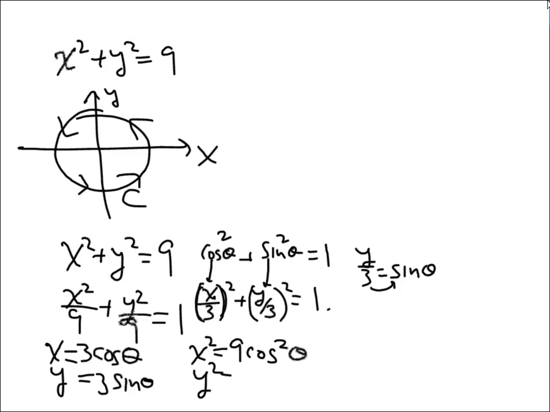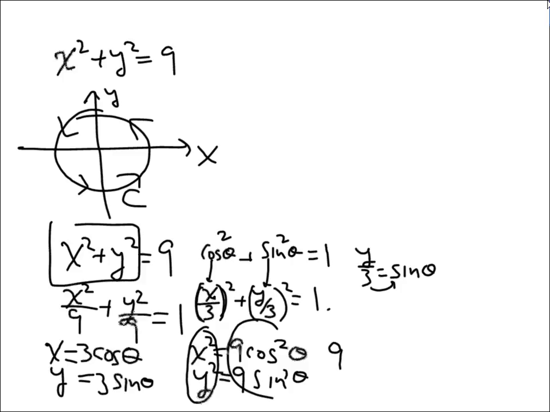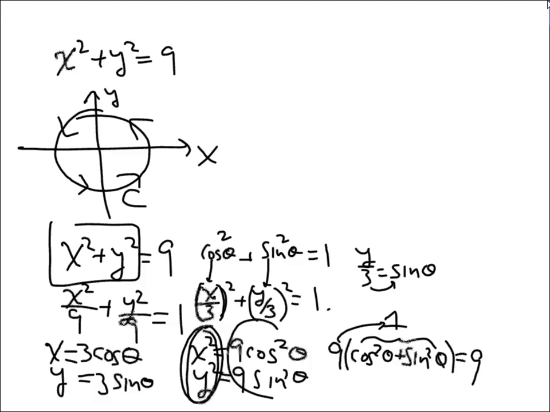Now if x is 3 cosine theta, then x squared will be 9 cosine squared theta, and y squared would be 9 sine squared theta. When you add the left-hand sides, you get x squared plus y squared. When you add the right-hand sides, you can factor out the 9, and you get 9 times cosine squared theta plus sine squared theta. But what's inside those brackets is 1, and of course, 9 times 1 is 9. So the left side is x squared plus y squared and the right side is 9. Exactly what we're supposed to get.